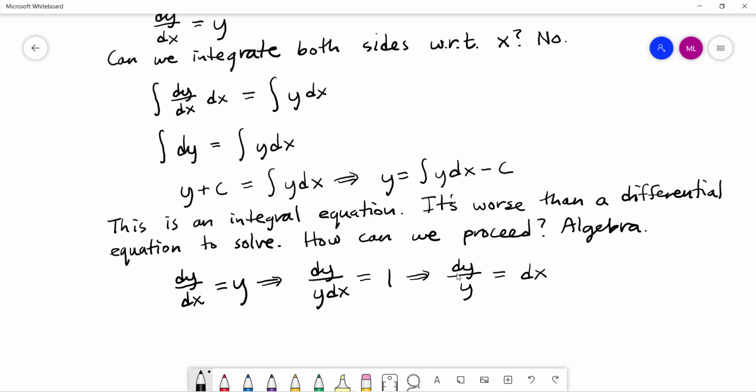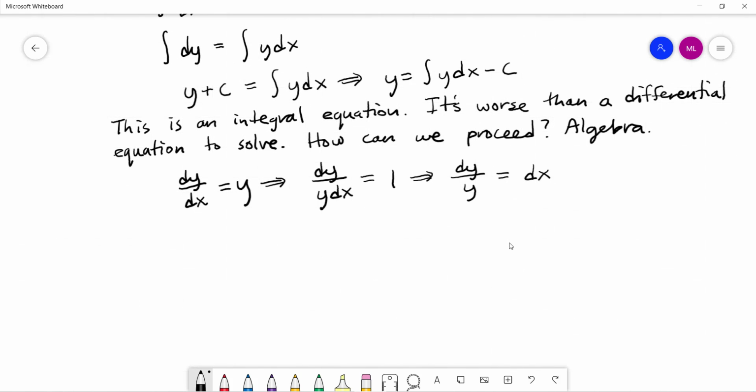I can integrate the left-hand side with respect to y. The problem wasn't integrating y in general. The problem was integrating y with respect to x. It's an unknown function of x. But I can integrate y with respect to itself because that's an easy thing to do. You can integrate any variable or function of a variable with respect to that same variable. So in this case, now we can integrate both sides.